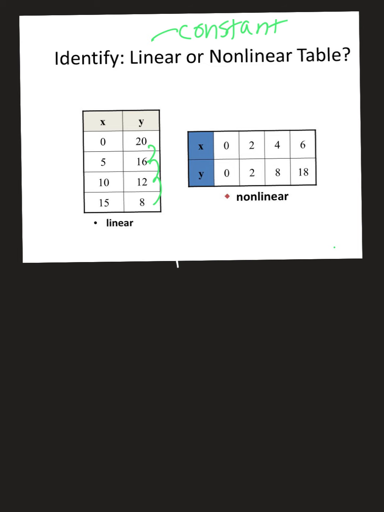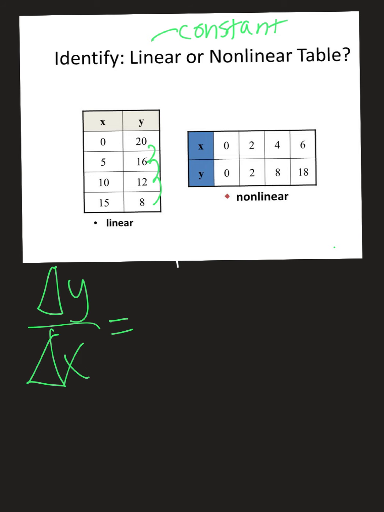Now, they might not show consistently on a table. It could be a change in 4 and then a change in 2 and then a change in 6. But if it changes inconsistently for the y values, it should change inconsistently in the same way for the x values, and you should end up with the same unit rate each time, okay? Because remember, this is a unit rate showing the change in y over the change in x.